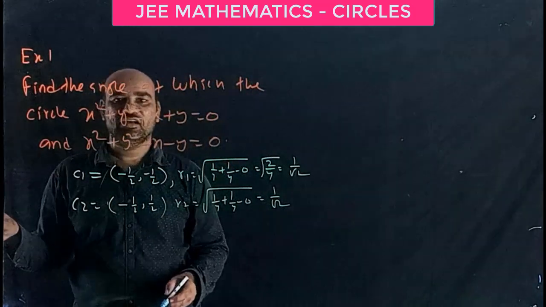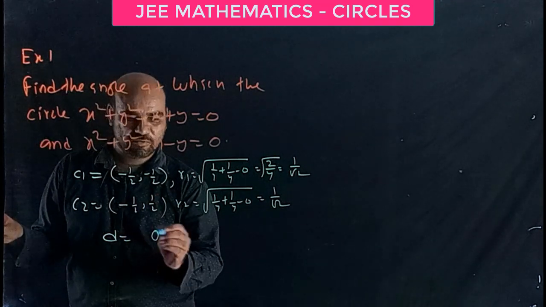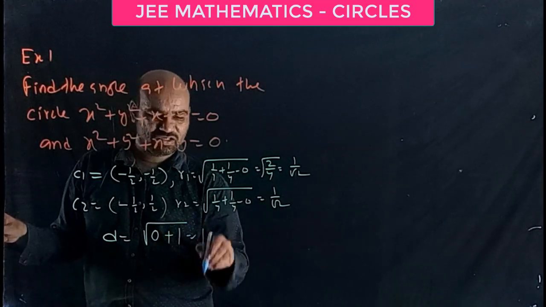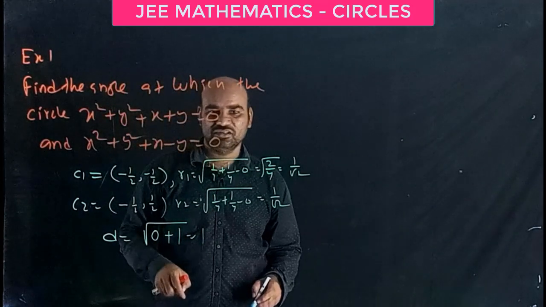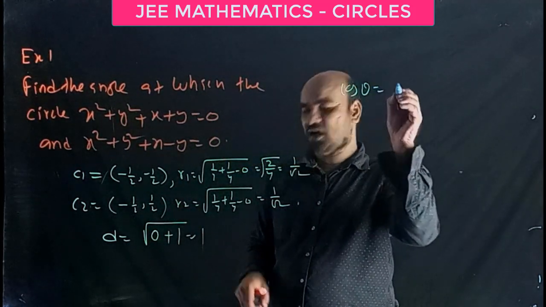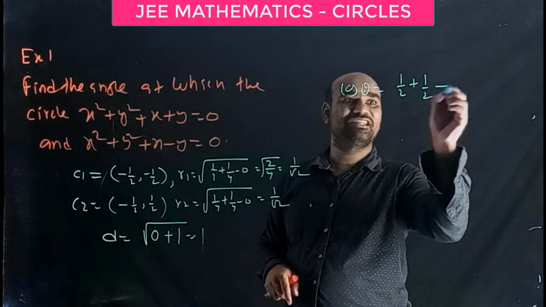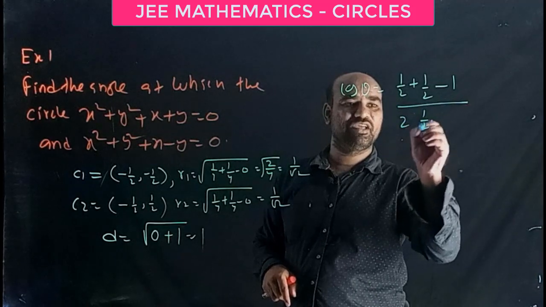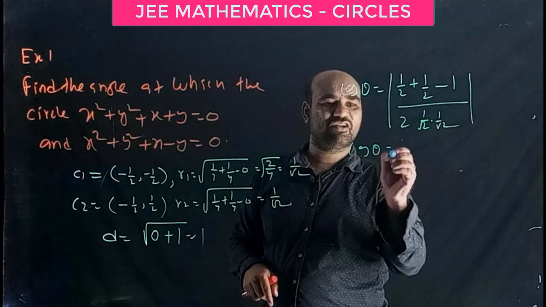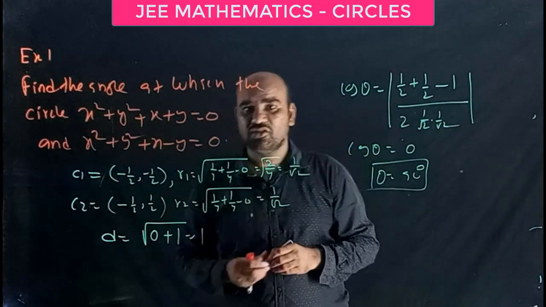So what do we want? We want to find the angle between them. First of all I want to find d, which is the distance between their centers, equal to 1 unit. You have r1 and r2. Now I want to use the formula: cos theta equal to r1 square (1/2) plus r2 square (1/2) minus d square (1), divided by 2 into 1 by root 2 into 1 by root 2. So what happened? Cos theta you are getting 0. Theta equal to 90 degrees, means the given circles are orthogonal curves.